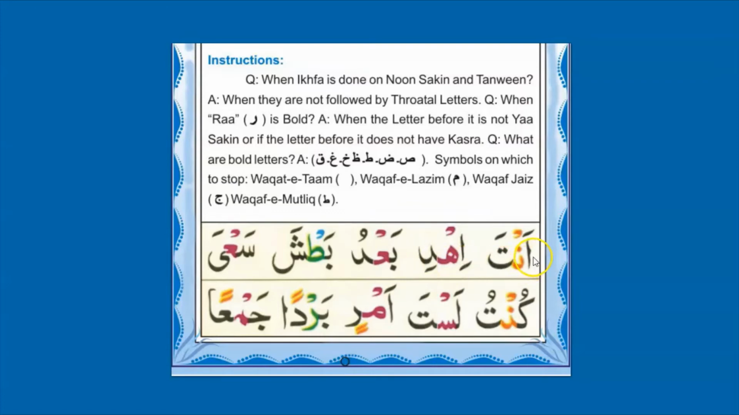Hamza, Noon, Fatha, Anta. As we have studied before, if there is Noon Sakin and after Noon Sakin there is no Hurufi Halqi, which is the throat letters, which were Hamza, Ha, Ain, Ha, Ghain, Kha, then we have to do their Ikhfa. Ikhfa means to silence or prolong the sound of the Noon in your nose. So that was called Ikhfa.